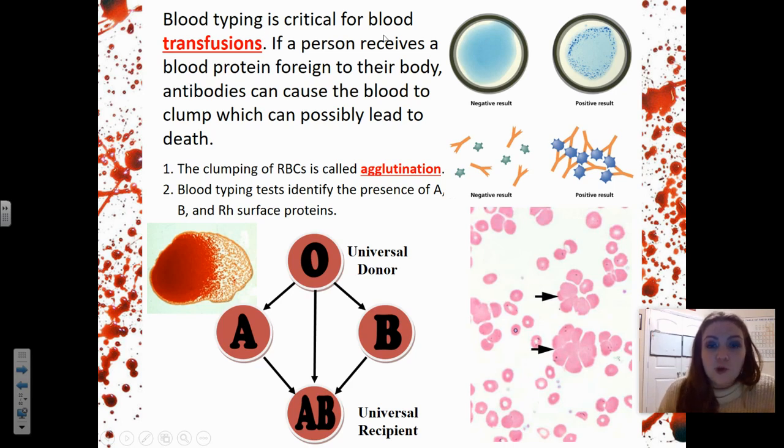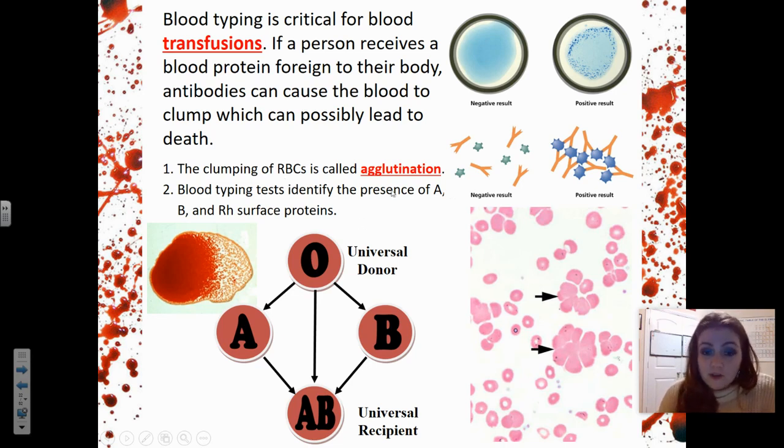So blood typing is critical for blood transfusions. That's why it took us so long to figure blood transfusions out, why so many people had negative responses, because we just didn't understand that you had to blood type people first, that we all had different blood types. Even your parents might have a different blood type than you, depending on how the genetics broke down. It was hard until we figured out how to do a quick blood test to give people the right blood. If a person receives a blood protein foreign to their body, antibodies can cause the blood to clump, which can possibly lead to death. It doesn't always lead to death, but this is what it looks like.